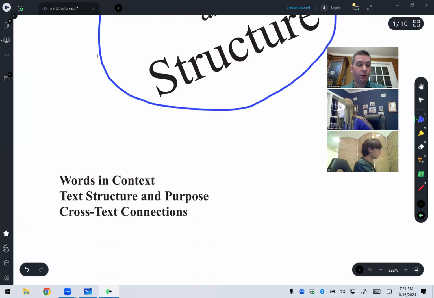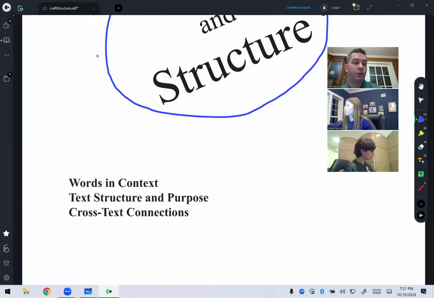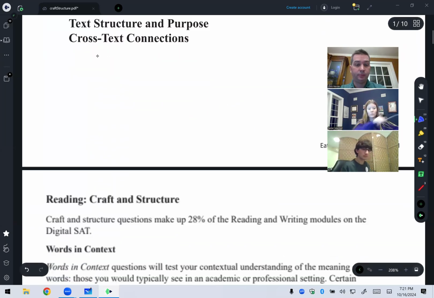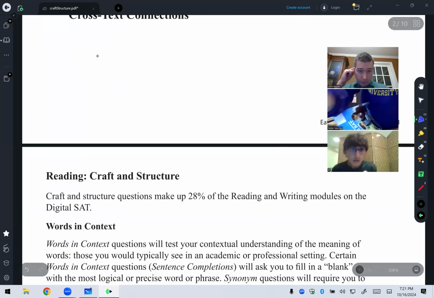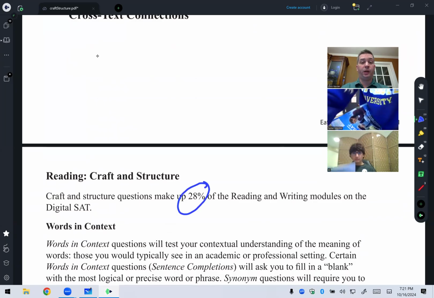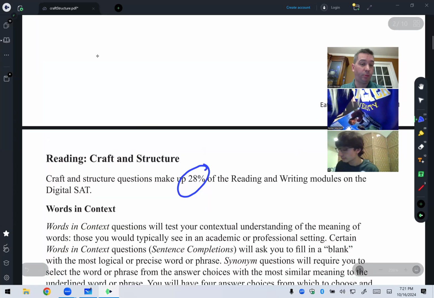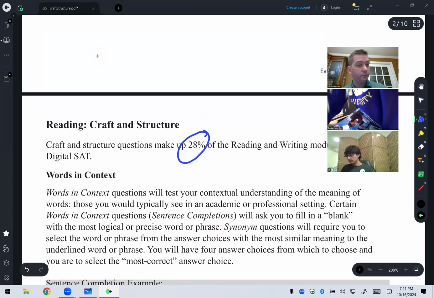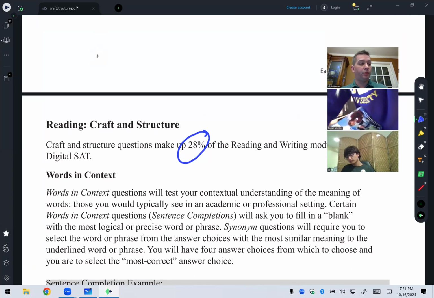Great. So for the English today, we're just going to look at words in context. We're going to look at text structure and purpose questions and cross-text connections. Believe it or not, this will be 28% of the English on the test. All right, so we'll start with words in context. They will test your understanding of vocabulary, and they always test it in context. So they'll always use it in a sentence or ask you to use it in a sentence.